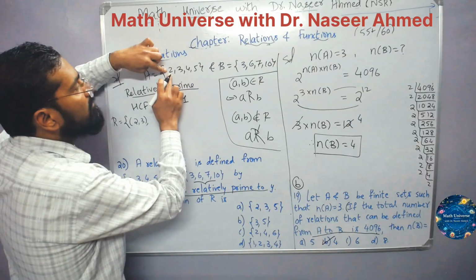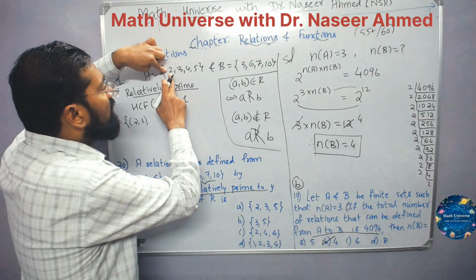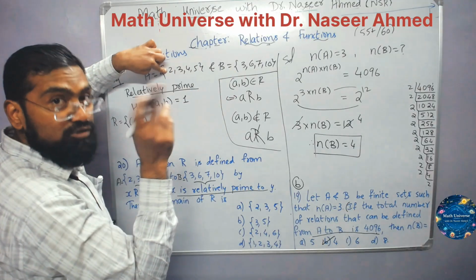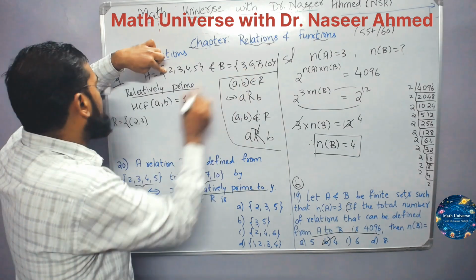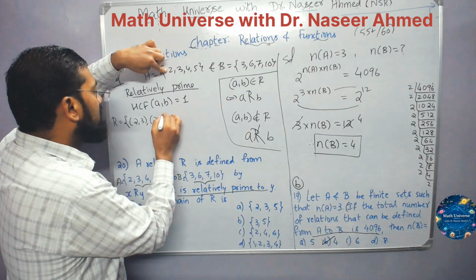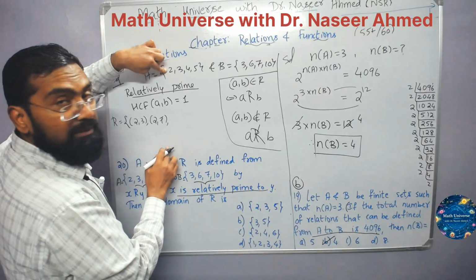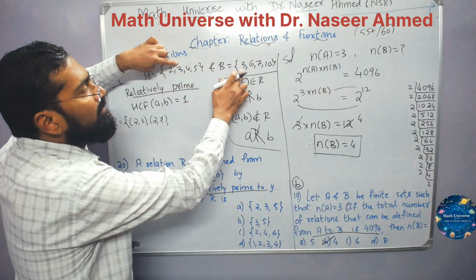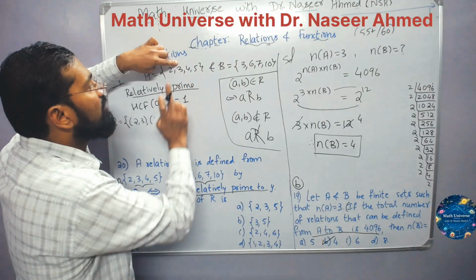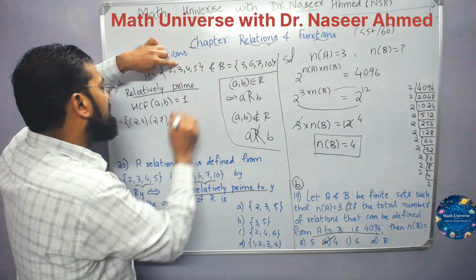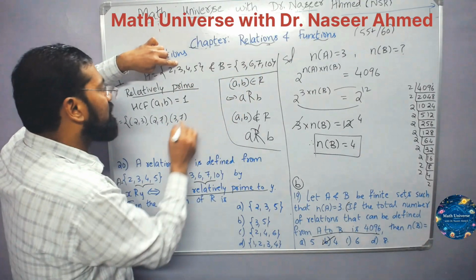Fix 2 and compare with all. 2 and 6: the HCF is 2, the common factor is 2, so it's not relatively prime. 2 and 7, yes, relatively prime because the HCF is 1. 2 and 10, the HCF is 2. Then 3 and 3, the HCF is 3 itself. 3 and 6, the HCF is 3, which is not equal to 1, so out. 3 and 7, the HCF is 1, so I can take. 3 and 10, the HCF is again 1, so I can take.